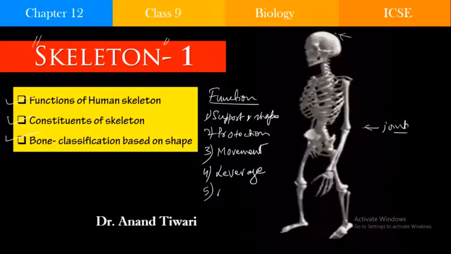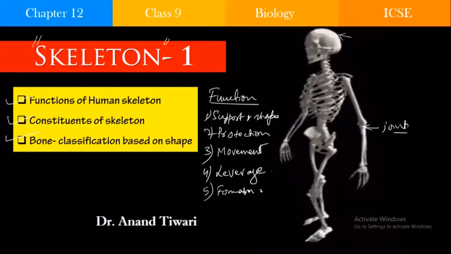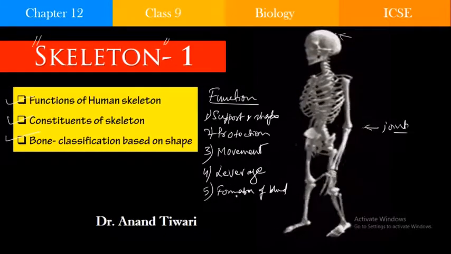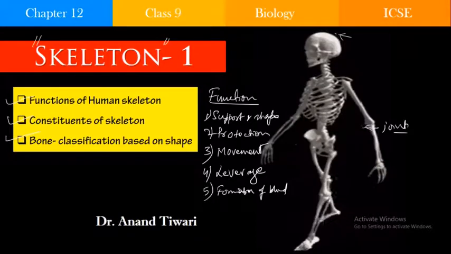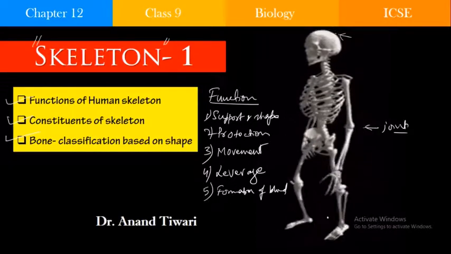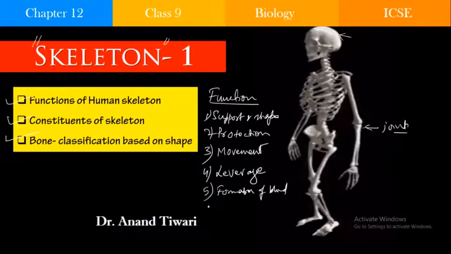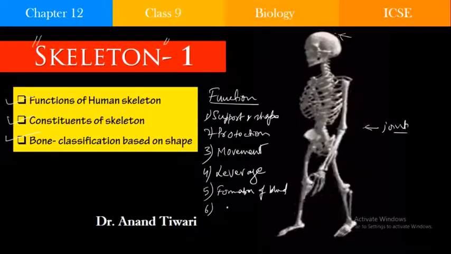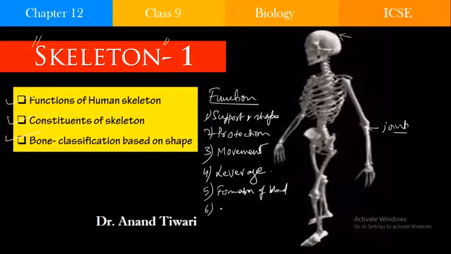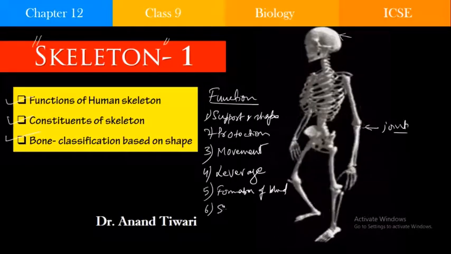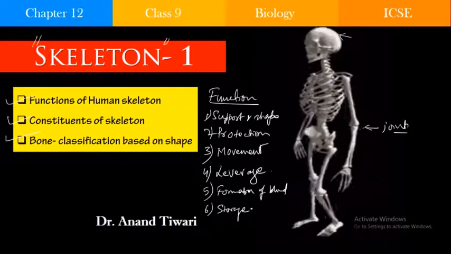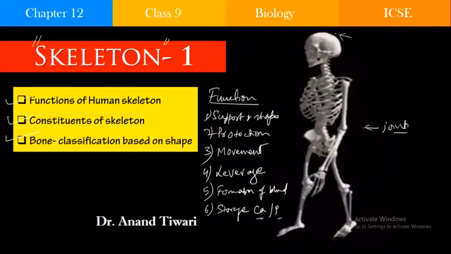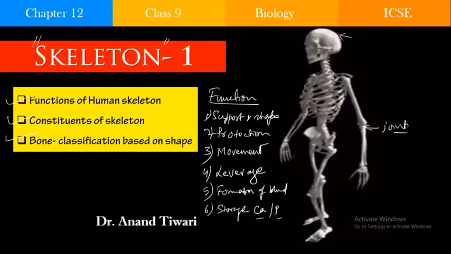Then it is also important in the formation of blood, particularly the RBCs and some WBCs. Inside the bone there is bone marrow, which is the place for the synthesis of blood cells. It is also important to know that the bones are the storehouse for calcium and phosphorus. The calcium and phosphorus are stored inside the bones.